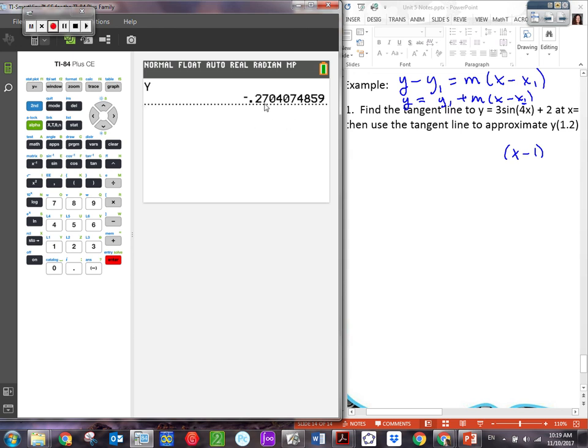So we're going to take this and let's store it as a. So we hit the STO button. We're going to store this as alpha a. Okay? And so it's stored there for us.